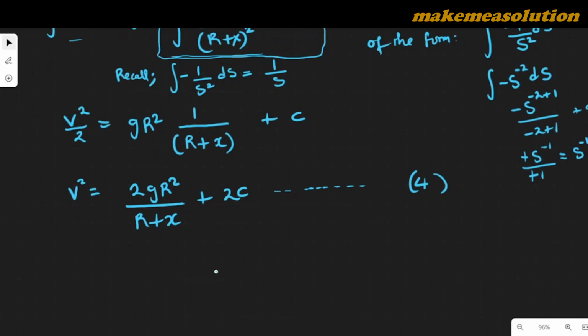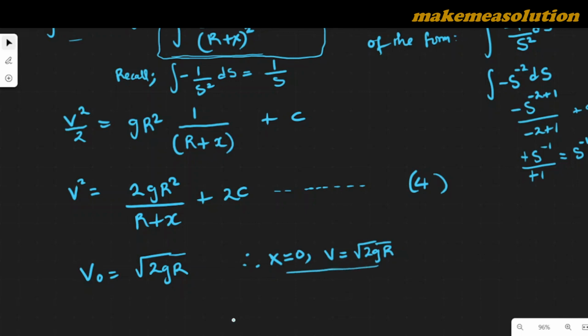Okay, now they gave us an expression for what? v naught. Is that okay? They said v naught is equal to root 2gr. If v naught is root 2gr, what are they trying to tell us? It means that when x is 0, are we together? When x is 0, that v is equal to what? Root 2gr.